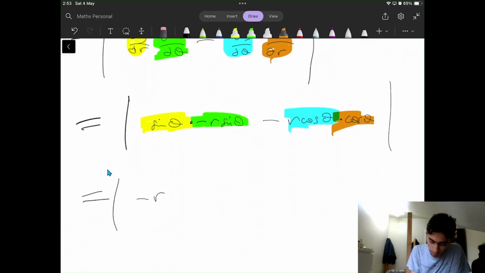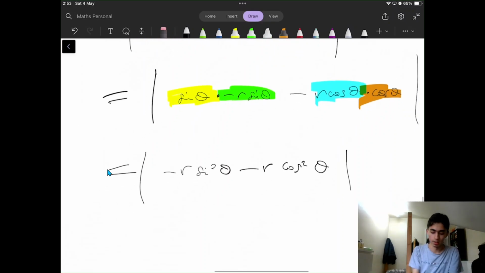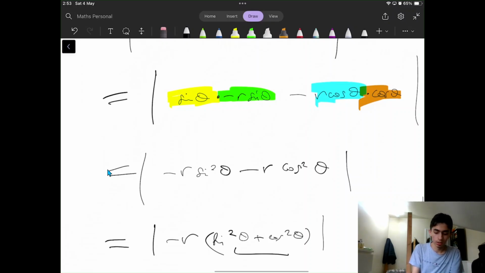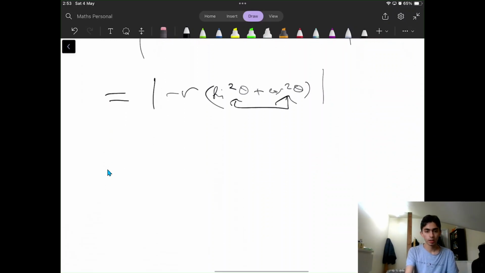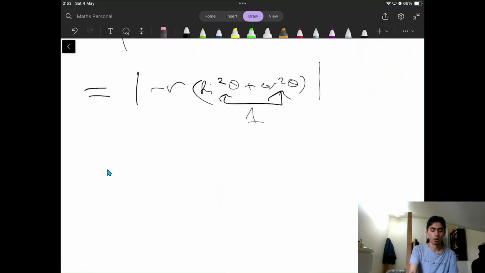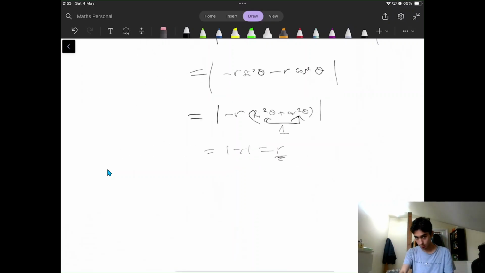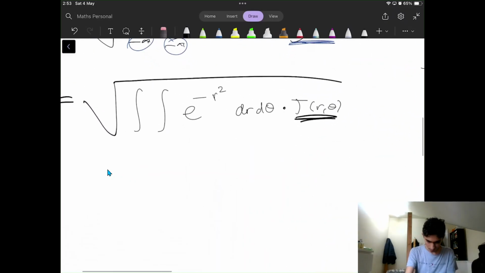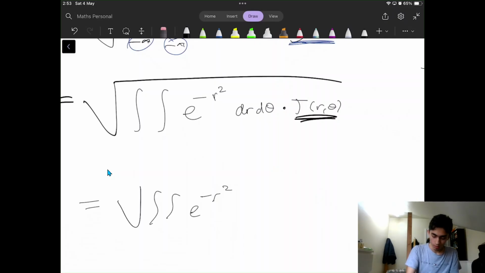Anyway, we have negative r times sine theta times sine theta, and negative r times cosine theta times cosine theta. If we factor out the negative r, we get sine squared plus cosine squared theta, which, as you know, is just the Pythagorean trig identity, which is just 1, right? So we get the absolute value of negative r, which is just r, right? And that's what the Jacobian collapses to. It just collapses to a single letter, which is just r, right? So we have the double integral of e to the negative r squared dr d theta with just the r. I'll put it in the front.